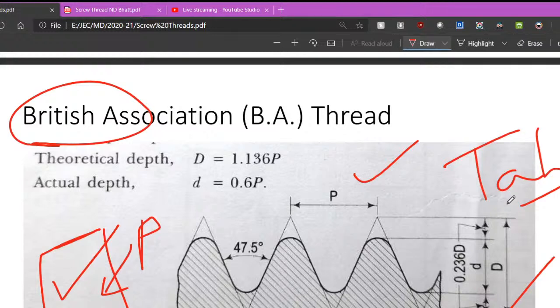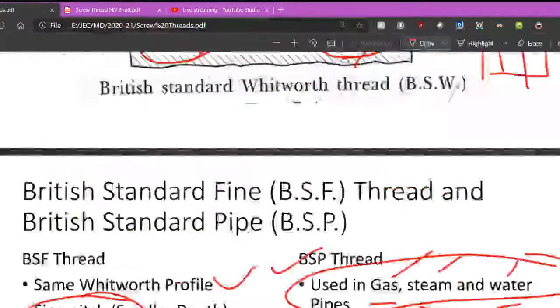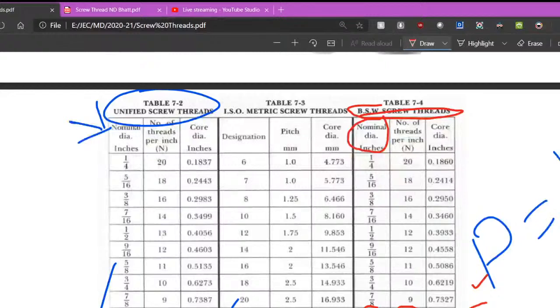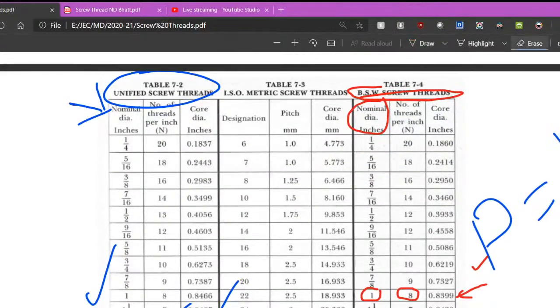Okay, can you repeat the calculation for P? For P, we don't need to calculate it from the table, only if the thread per inch is given. See this, thread per inch is given. So from the nominal diameter we have got, say, 8. So in standard form there should be 8 threads and the core diameter should be this one. So how to get the value of P?